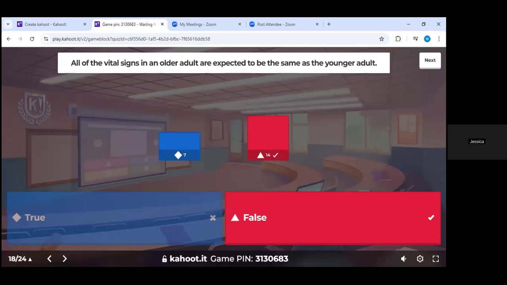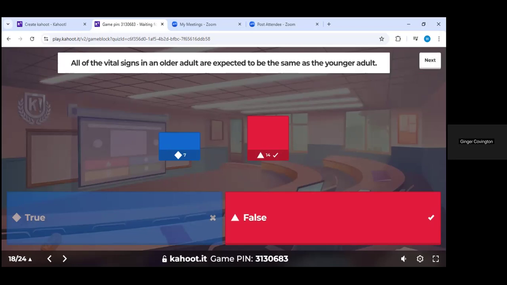Now we do know there are things that a patient can have that can make them have either a high or a low blood pressure or heart rate. But on the norm, the expected is for them to be normally the same, except for temperature.